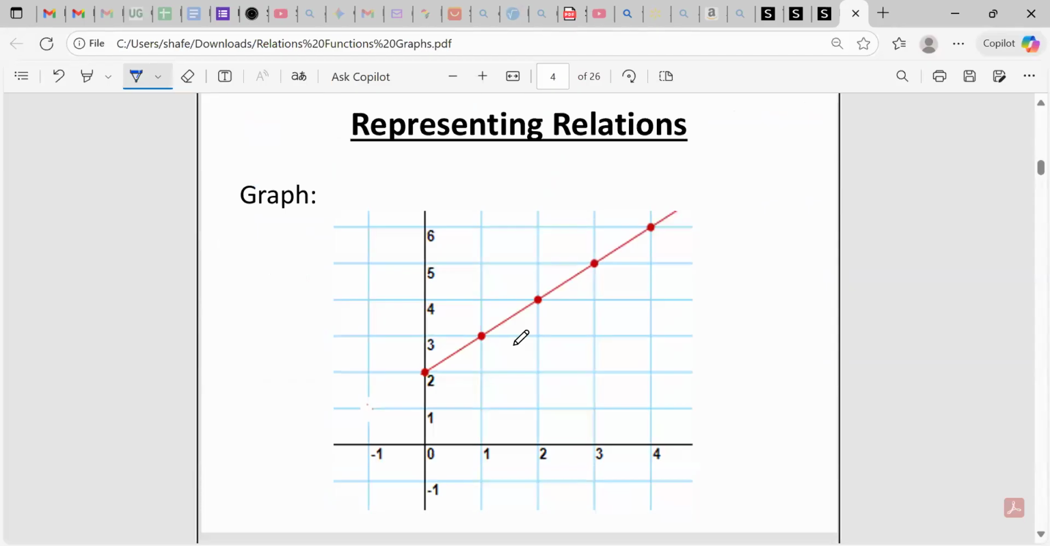Another way of representing that same relation is by a graph. And remember the relation, the points were: this point is 0, 2, 1, 3, 2, 4, 3, 5, and 4, 6. Can you see how we plot those points?